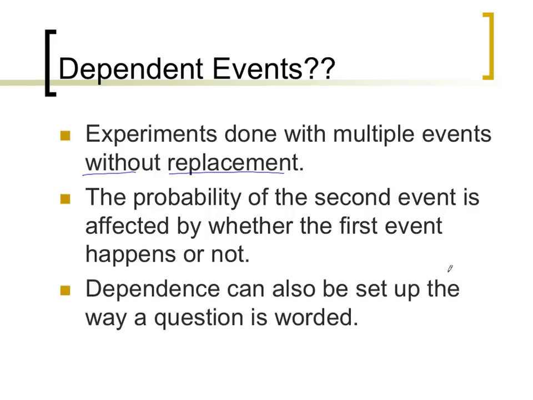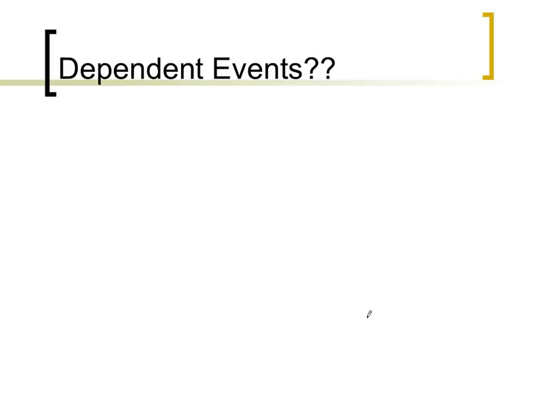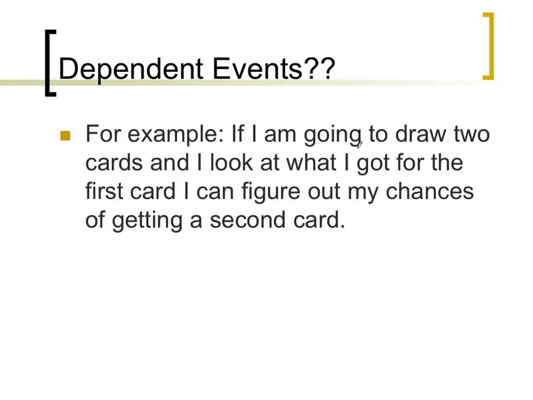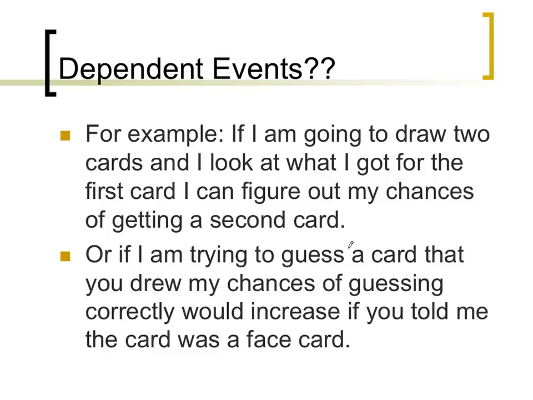And dependence can also be set up by the way a question is worded. For example, if I'm going to draw 2 cards and I look at what I got for the first card, I can figure out my chances of getting a second card. It gives me some information and helps narrow down my choices. Or if I'm trying to guess a card that you drew, my chances of guessing correctly would increase if you told me that the card was a face card. It's the same concept with card counting.